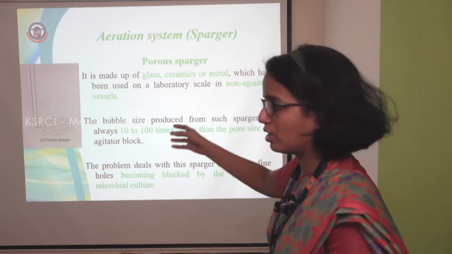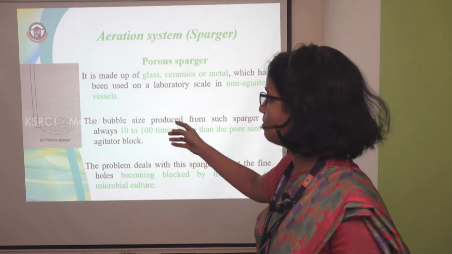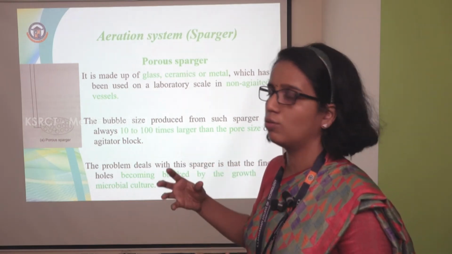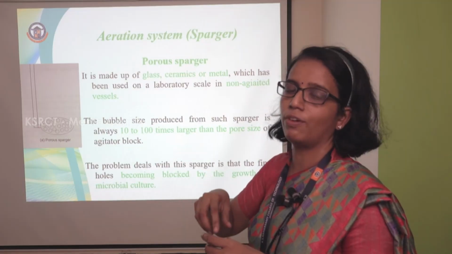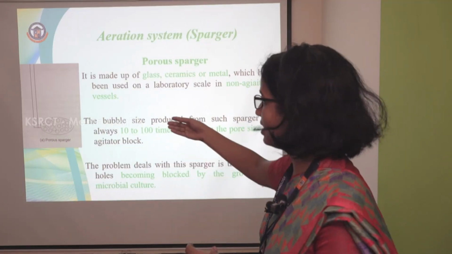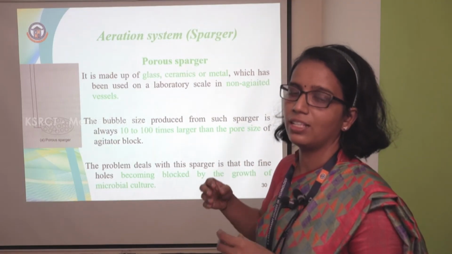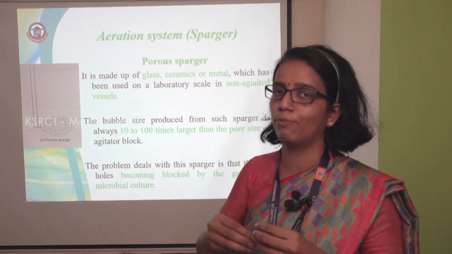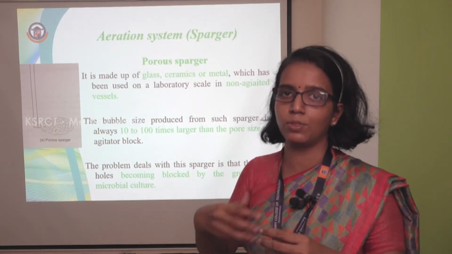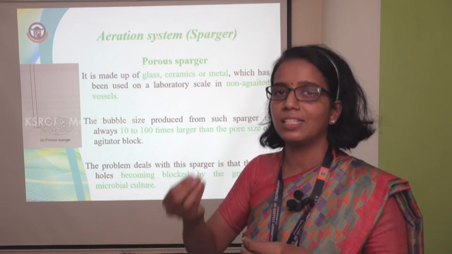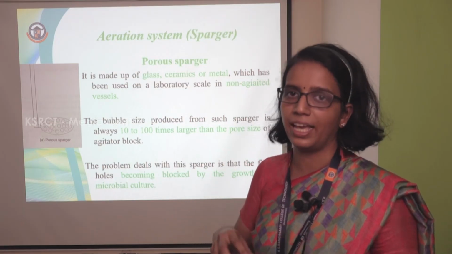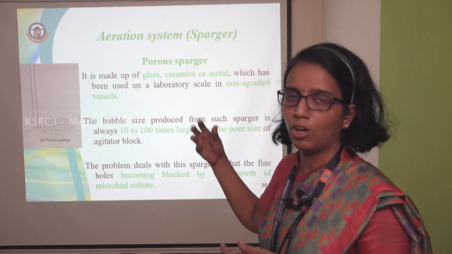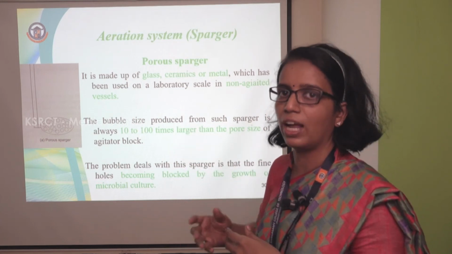First is the porous sparger. Here the size of the bubble is very large, starting from 10 to 100 times the pore size of the sparger. Its arrangement is normally in that way, and similarly there is a problem that if microbial organisms grow more, then clogging of these pores is also a problem. We need to overcome this. In order to overcome it, we can select other spargers.